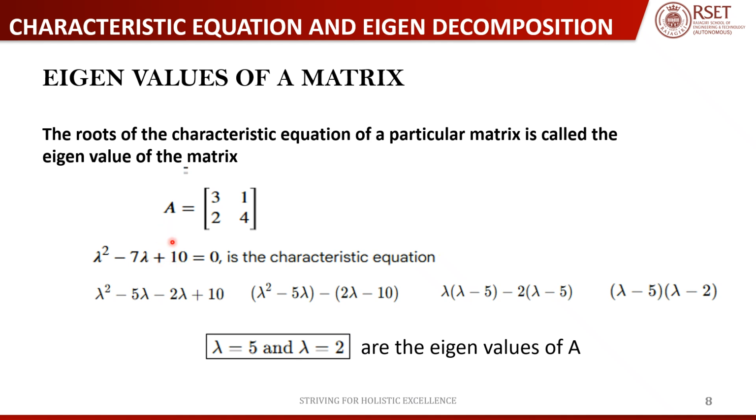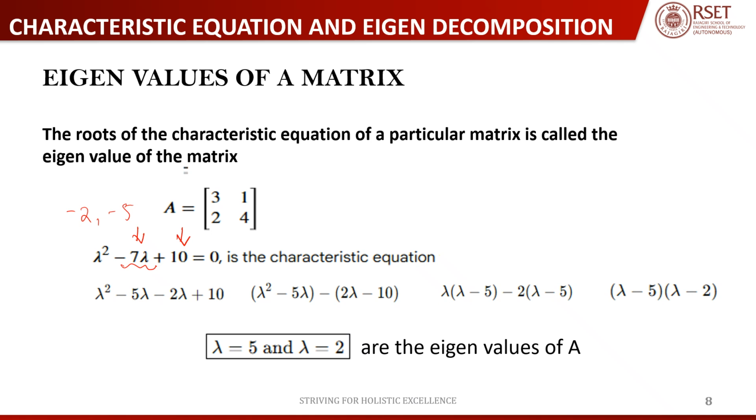In order to split these terms, we will be considering two numbers whose sum is negative 7 and whose product is 10. So they are minus 2 and minus 5. Their sum, minus 2 plus minus 5, is minus 7, and minus 2 into minus 5 is 10. So you can use these numbers to split minus 7 lambda into minus 5 lambda minus 2 lambda, which is minus 7 lambda itself.